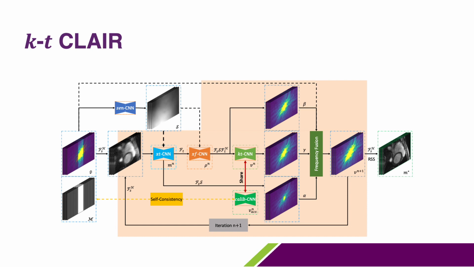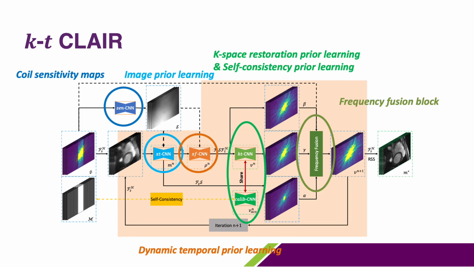We start by briefly introducing the key components of CLAIR. Details of each component will be illustrated later. The key components of CLAIR are highlighted in the picture. The framework consists of 4 prior learning steps within each iteration: image prior learning, dynamic temporal prior learning, k-space-based restoration prior learning, and self-consistency prior learning.